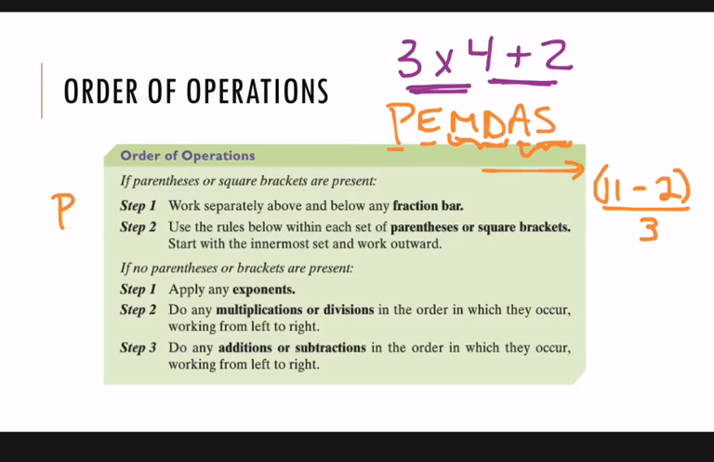Step 2, use the rules below within each set of parentheses or square brackets. Start with the innermost set and work outward. So you're always doing parentheses first, and within parentheses, you follow order of operations as well. Then you do exponents, then multiplications or divisions in the order in which they occur, working from left to right. So you could end up doing multiply and then divide, or divide and then multiply, or some combination of the two. Same thing with addition and subtraction. There's a chance that you might be doing subtraction before addition.